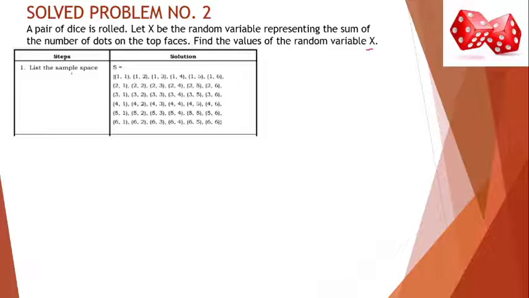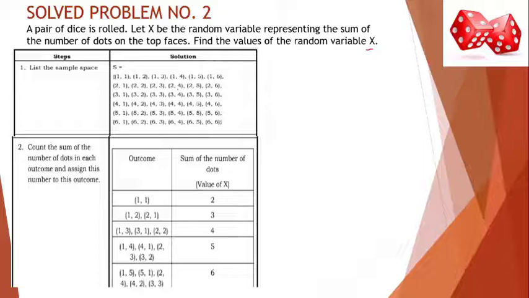So, list the sample space. There are so many results. Maybe 1,1, 1,2, 1,3, 1,4, up to 6,6. It has 1, 2, 3, 4, 5, 6. It has 36 outcomes. Now, count the sum of the number of dots in each outcome and assign this number to this outcome.